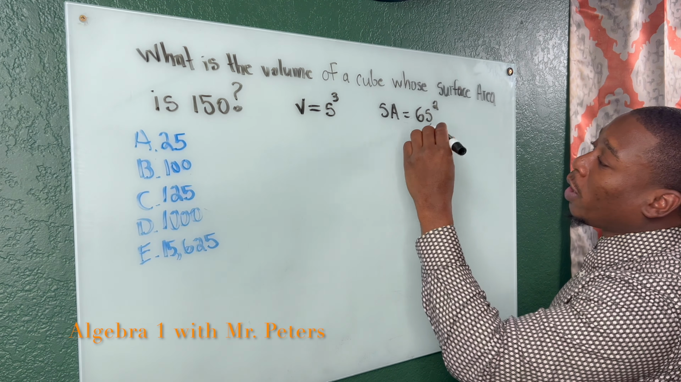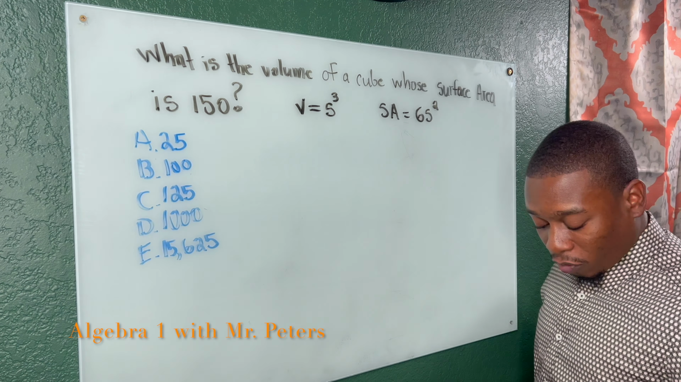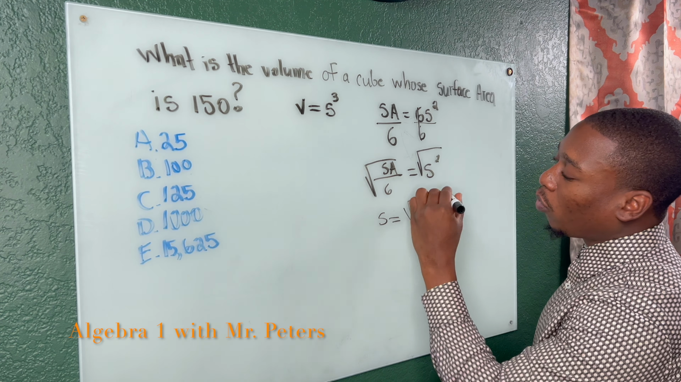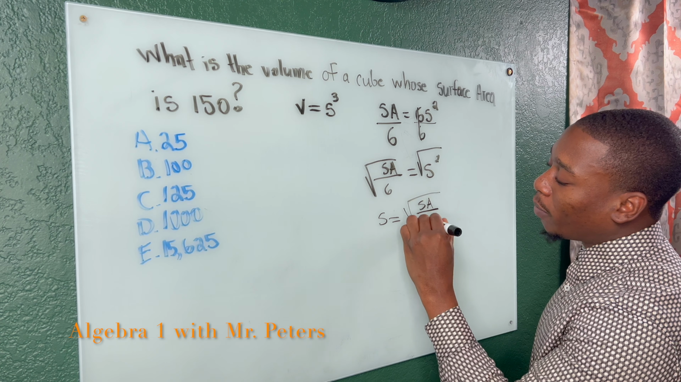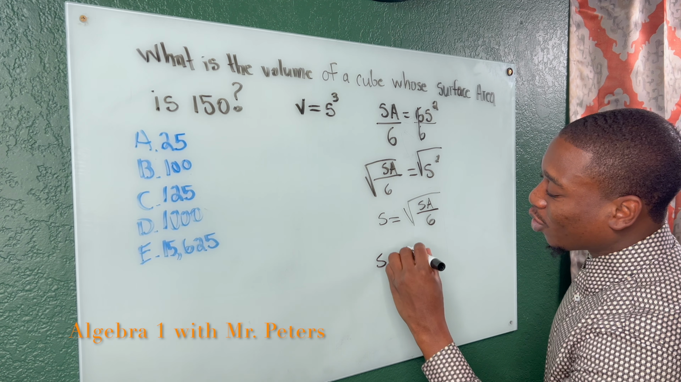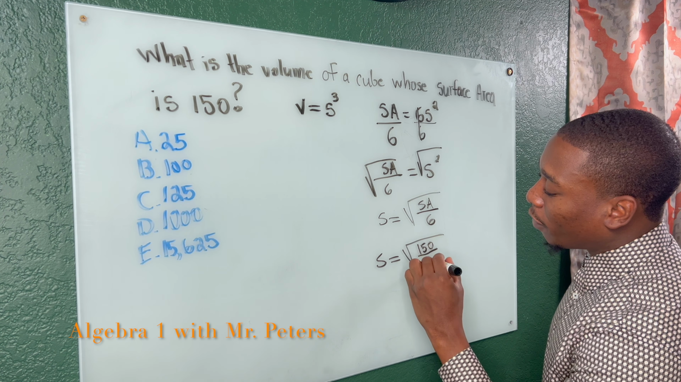So what I'm going to do is rearrange this equation for s. So I divide by 6. So I have surface area divided by 6 is equal to s to the second power. By now, if you've been watching me, to get rid of this exponent, we're going to take its square root. And what we do to one side, we do to the other. So now I'm just going to flip this around. That exponent is gone. s is equal to the square root of the surface area divided by 6. Now, let's plug some numbers in. So s is equal to the square root of 150 divided by 6.